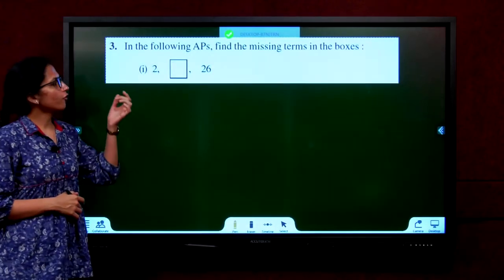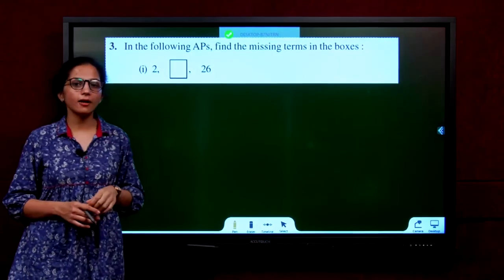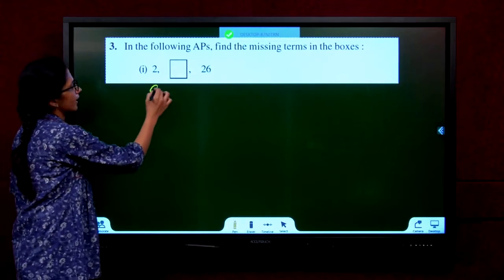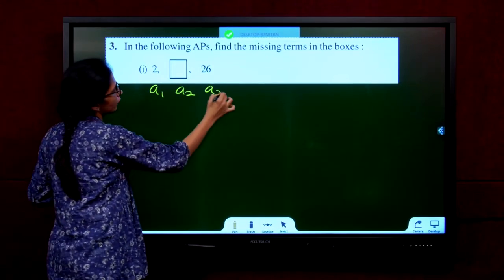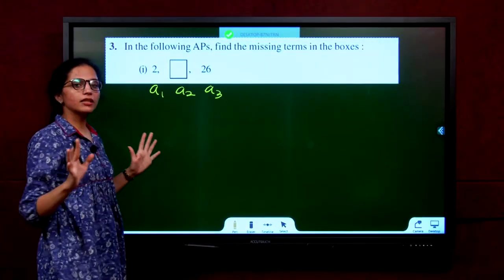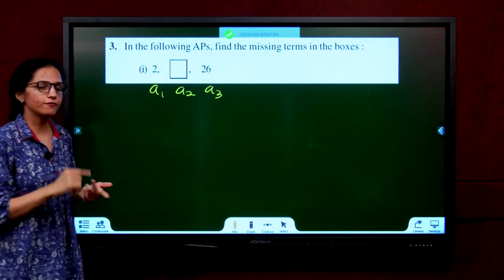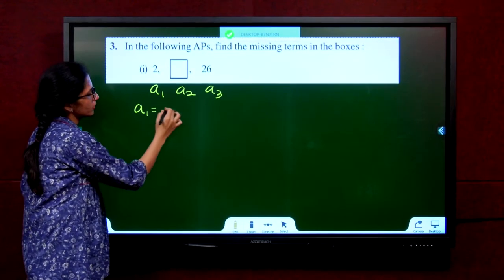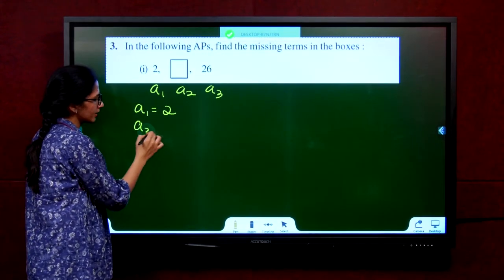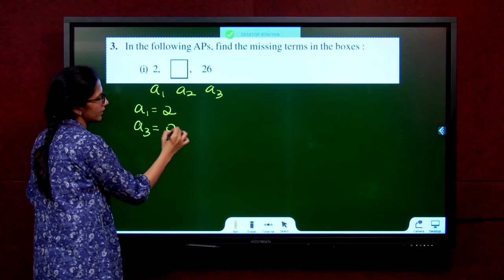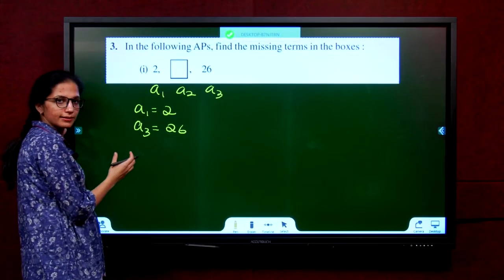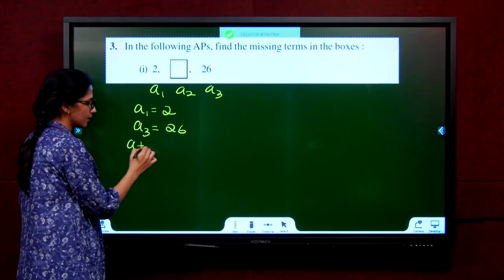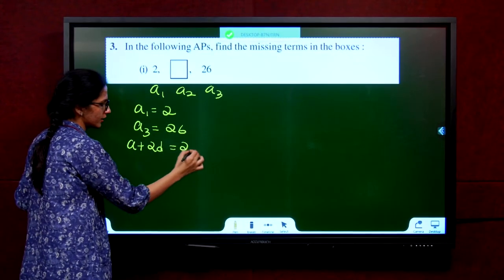Third question, in the following APs, find the missing terms in the box. A1, A2, A3, you have to find A2. For whichever term they give, always have a habit of finding A first, then D and go for the term. Easy. So A1 is 2. A3 is 26. But what is A3? A plus 2D is 26.